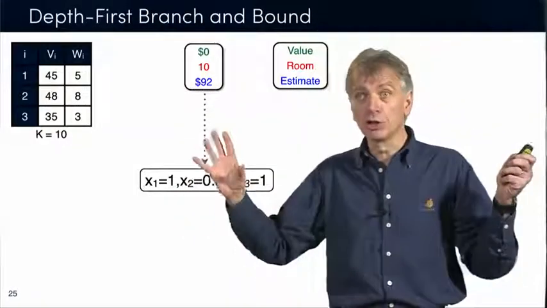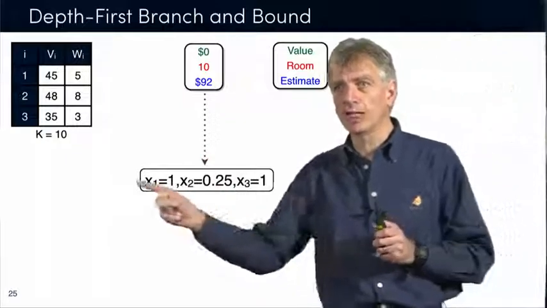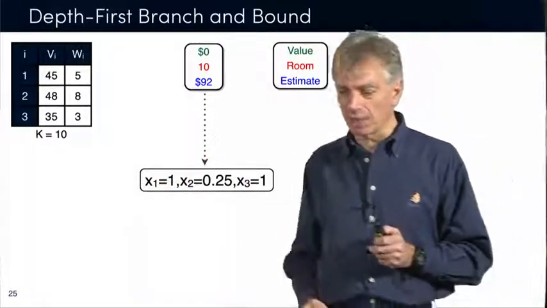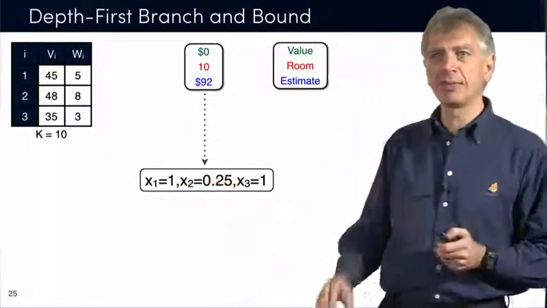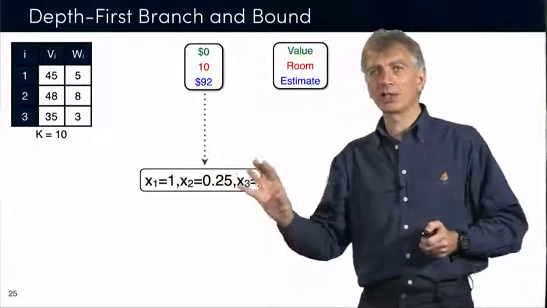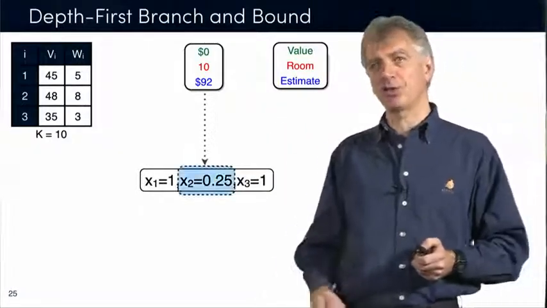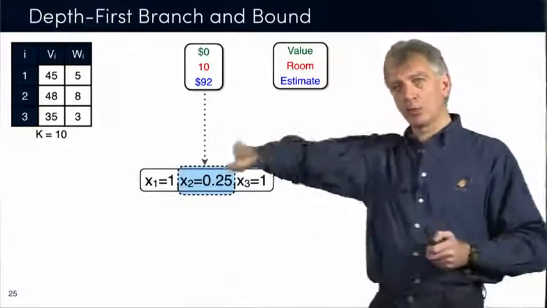Okay? What are we going to do? I told you, we look at this and ask what the fractional value is. In this particular case, it's item x2. So we're going to branch on x2, and we're going to create 2 subproblems. One where x2 is 0 and one where x2 is 1.